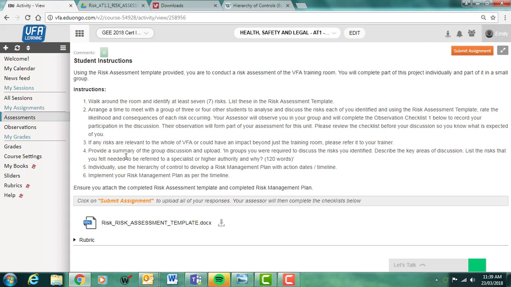For part 4, they also need to provide a summary of the group discussion and upload that. In groups, they're required to discuss the risks that they identified, describe the key areas of discussion, and list the risks that they felt needed to be referred to a specialist or a higher authority and why. That should be roughly 120 words. So just make sure that you're reminding students that this needs to be included as well, even though it's not actually specified on the template.